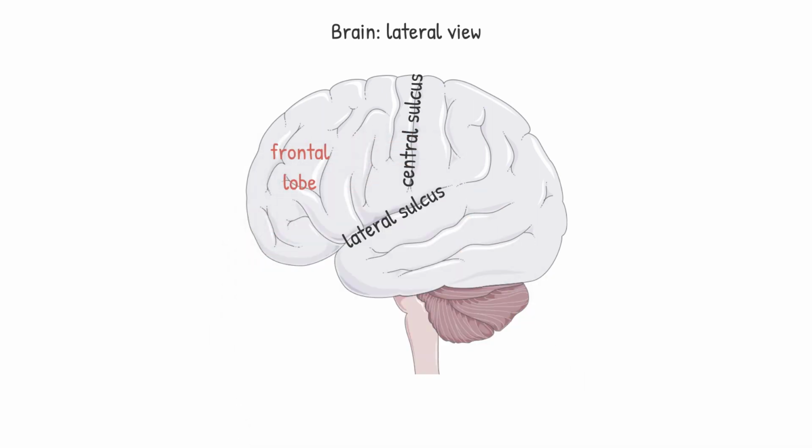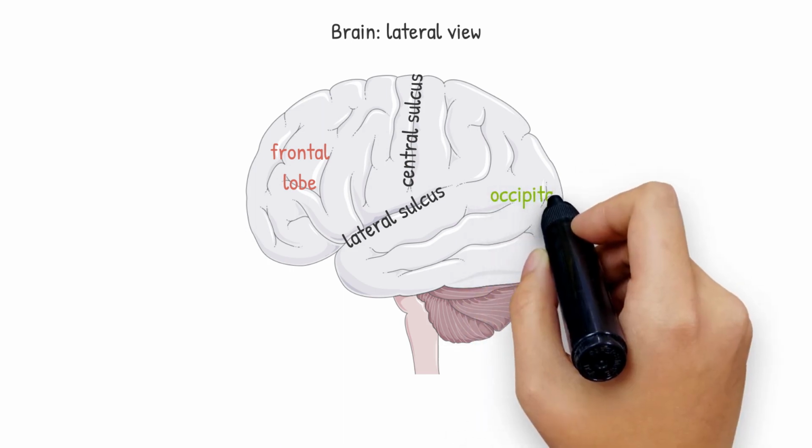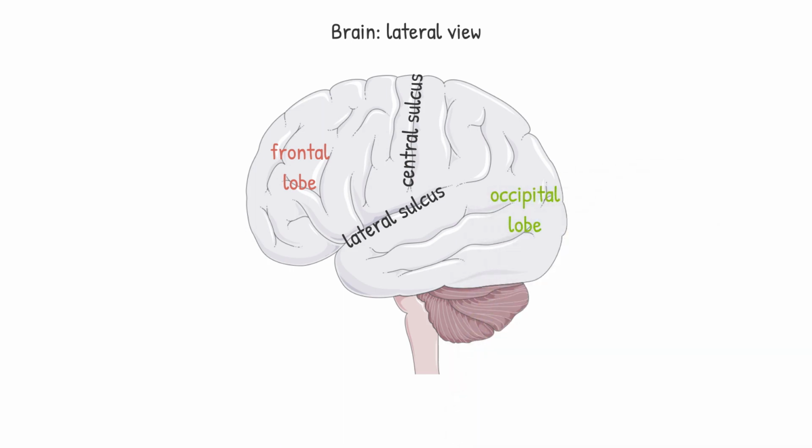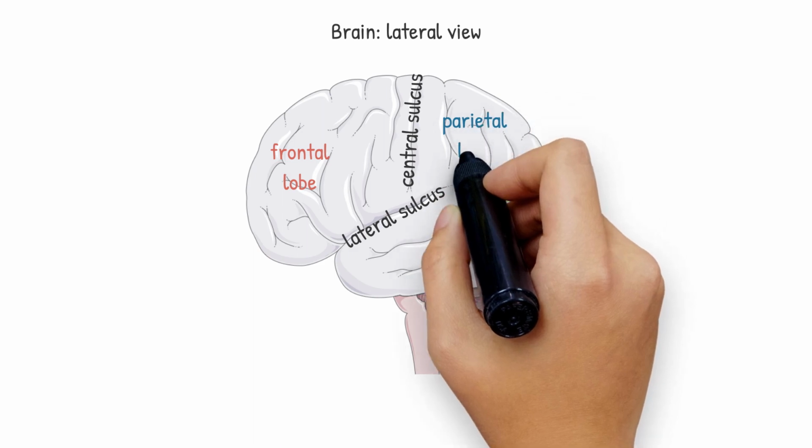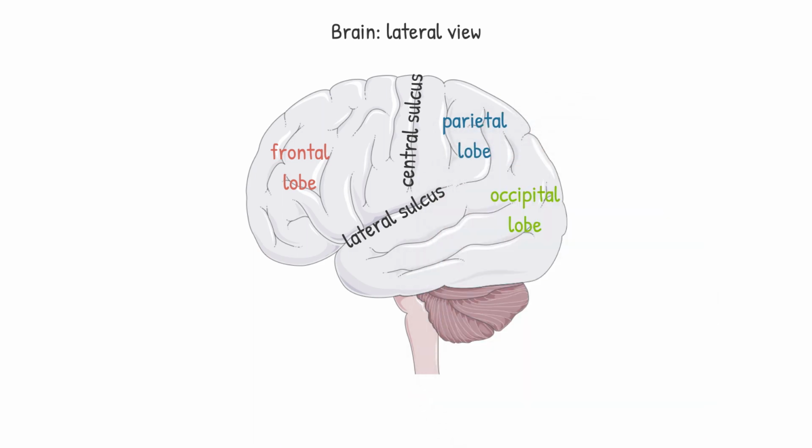Frontal lobe is anterior to central sulcus, and superior to lateral sulcus. Occipital lobe is the posterior part of the brain. Parietal lobe is posterior to central sulcus, and temporal lobe is inferior to lateral sulcus.